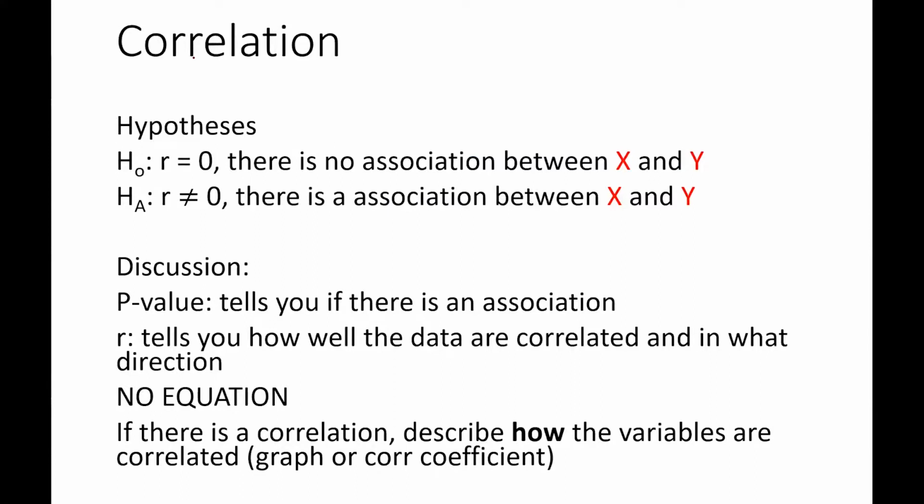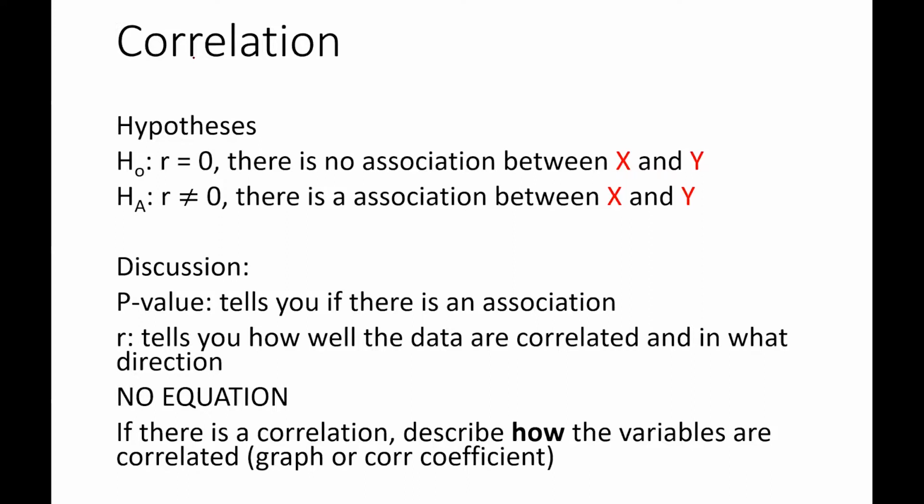Our hypotheses are that our correlation coefficient R or rho is equal to 0 for our null hypothesis, meaning that there is no association between x and y. The alternative is then that our correlation coefficient is not equal to 0. There is an association between x and y.